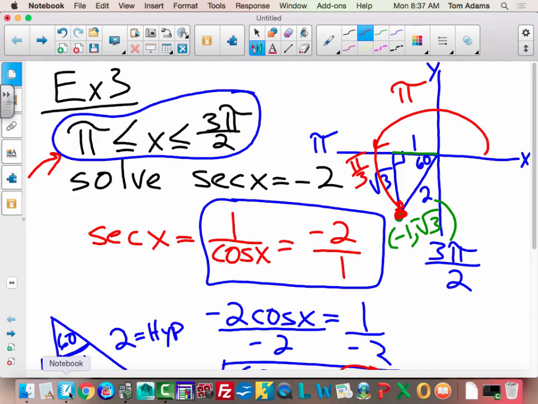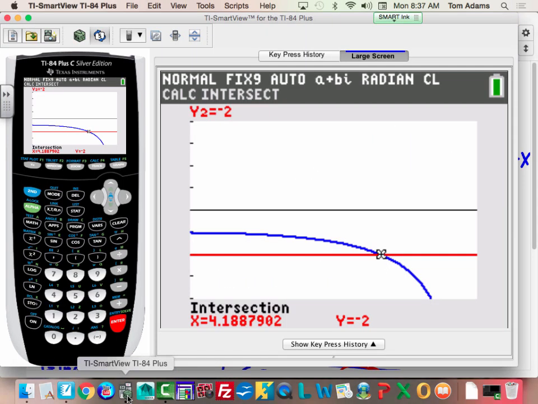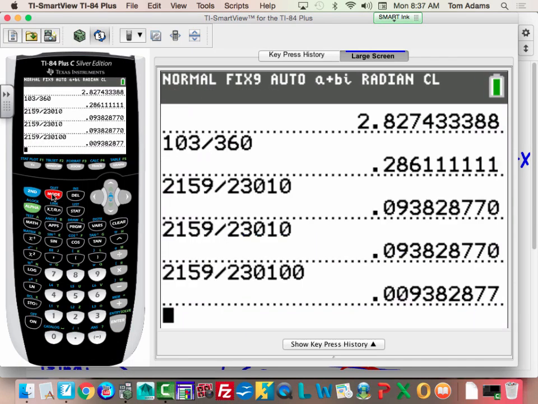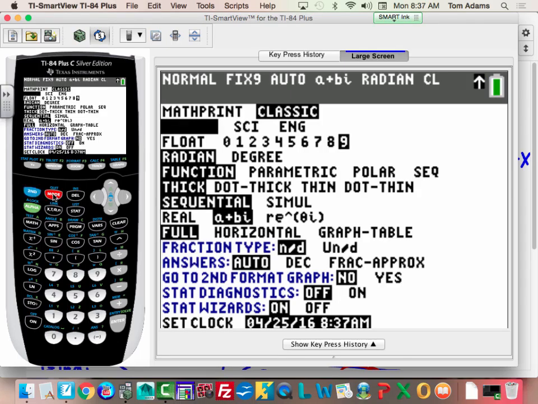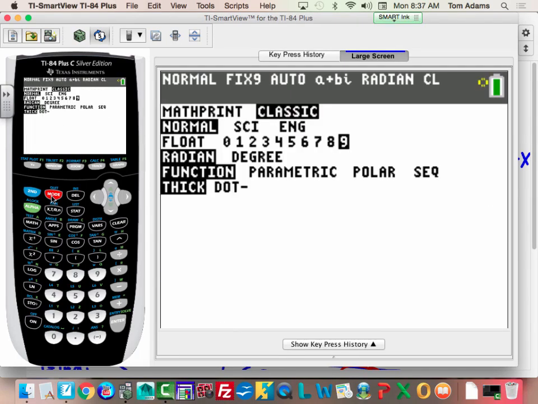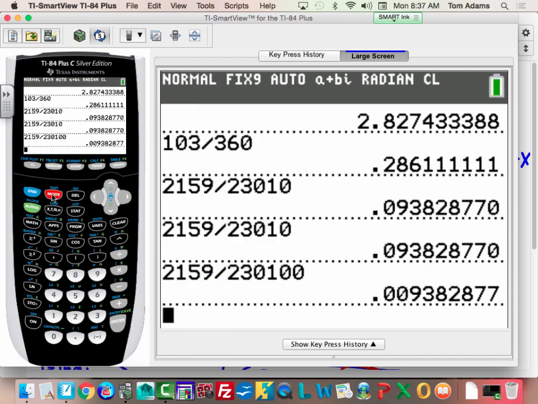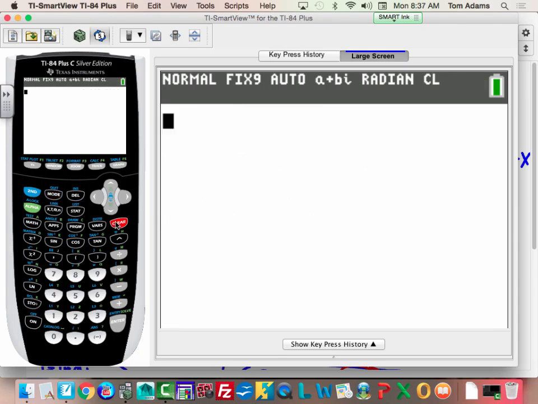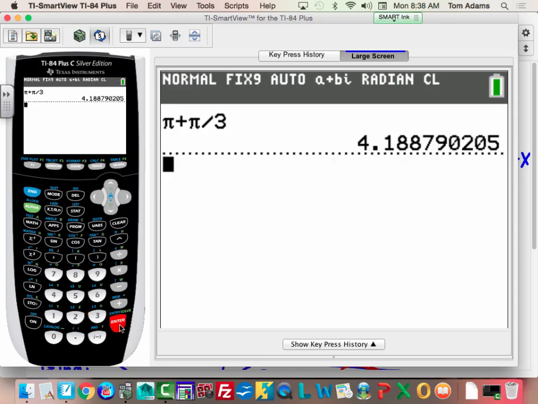So let's check something. We have 4.18879, right? I want to see something. If I come in here and say pi plus pi divided by 3, when I hit enter, what should we expect to see? 4.188, whatever we had on the last screen.